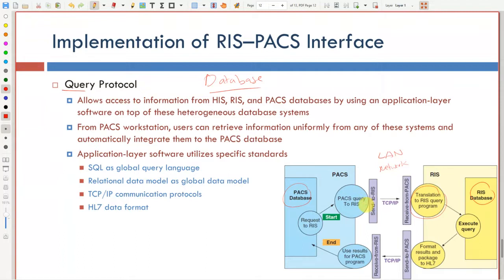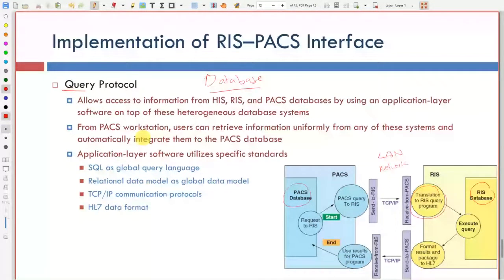Usually you have them on a local area network, and you have a firewall between you and the internet so that you have more security. So usually you assume that you have TCP/IP between the different systems. So you send that query, and that query would be translated to the proper format for the RIS database, and you execute the query, get the results, format them properly, and send them back to PACS. Okay?